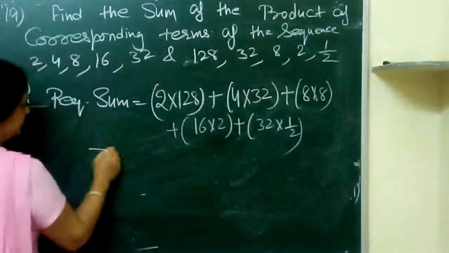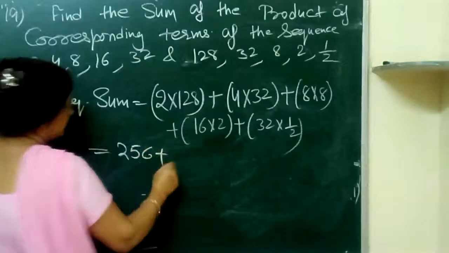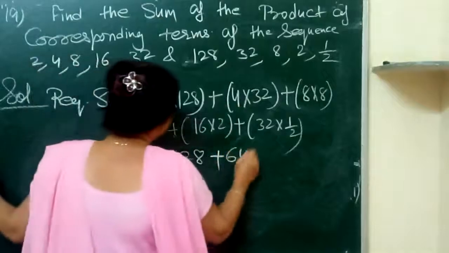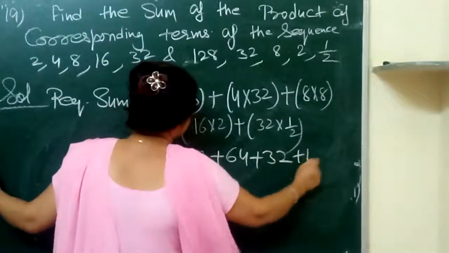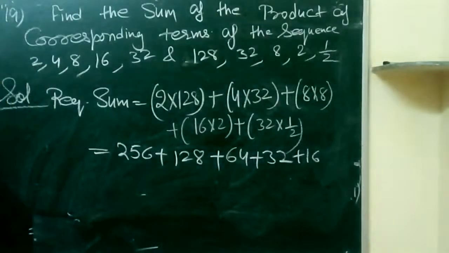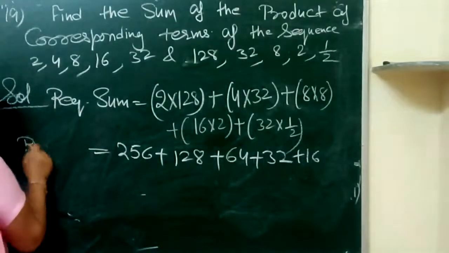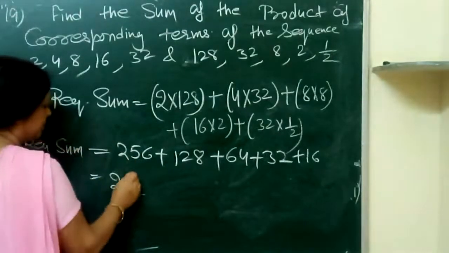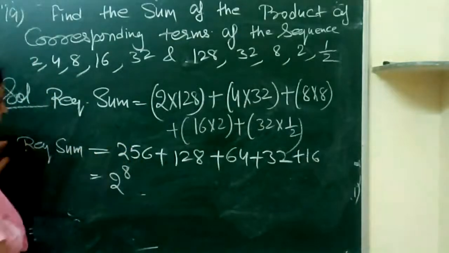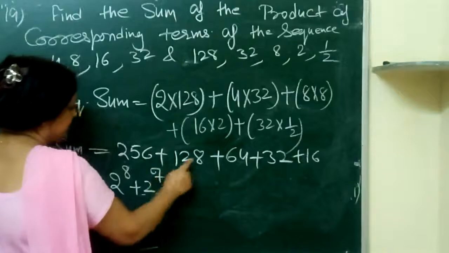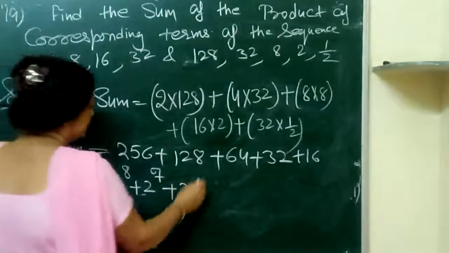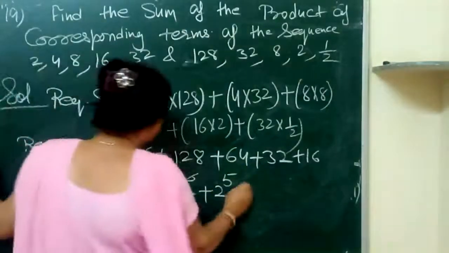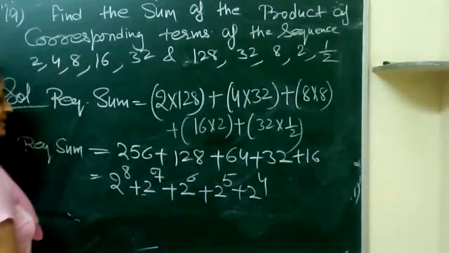After that it will come 256 plus, multiply these two, 128 plus 64 plus 32 plus 16. After multiplying, these terms are coming. So the required sum is equal to this one. After that you can see here, this is 2 raised to power 8, that is equal to 256, plus 2 raised to power 7 is 128, 2 raised to power 6 is 64, 2 raised to power 5 is 32, plus 2 raised to power 4, that is 16.